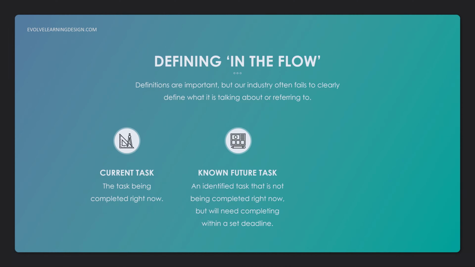Next up, we have known future task, an identified task that is not being completed right now, but will be completed within a set deadline. And we're really talking a couple of days max. We're not talking about, oh, well, in 3 years, I intend to be the CLO, so I'll need to start developing the following skills. That's not in the flow. That's just learning. That's just future planning. This is about the not necessarily immediate task, but the one just around the corner.